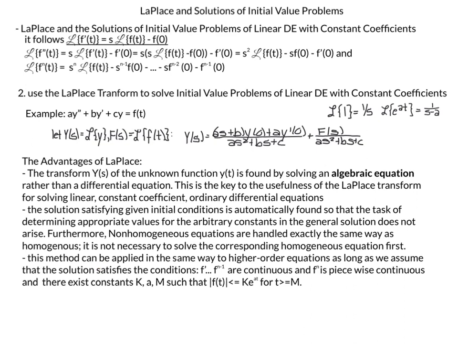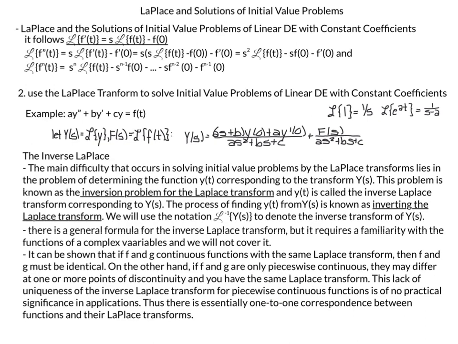So this method can be applied in the same way to higher order equations as long as we assume that the solution satisfies the condition that f prime up to f^(n-1) are continuous and f^(n) is piecewise continuous, and there exist constants k, m, and a such that the absolute value of f of t is less than k e to the at for t greater than or equal to m. And there is another note.